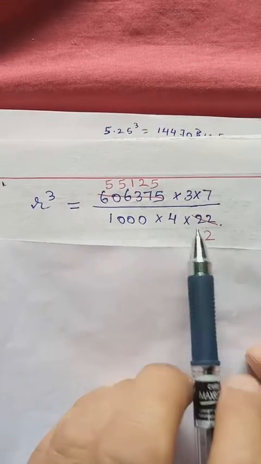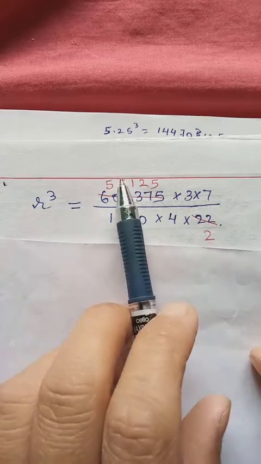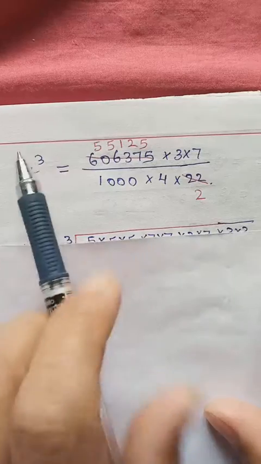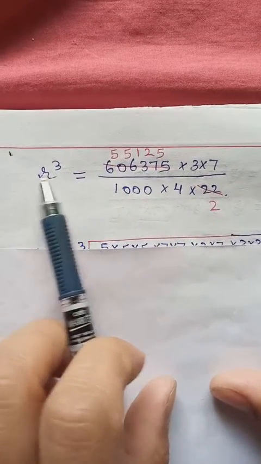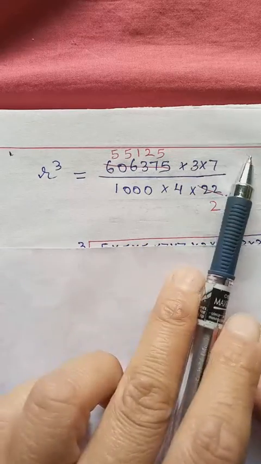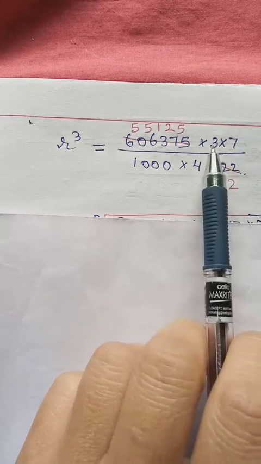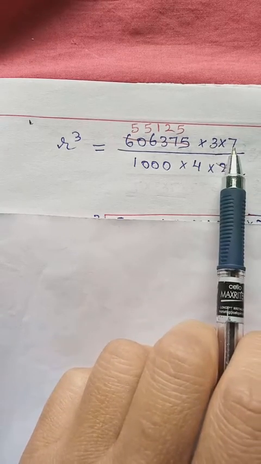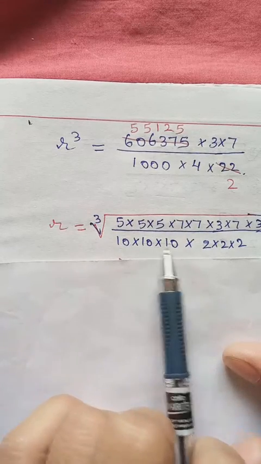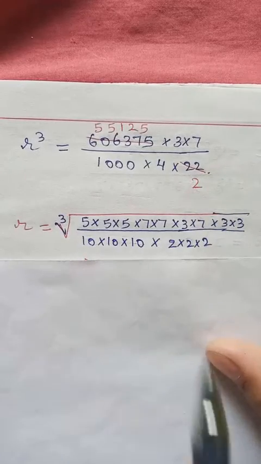So here we can cancel with 11. 11 into 2. 11 you divide this one, you get this one. Then because here you see we want r cube, that means we want only r. To remove this 3, you can put cube root this side. So you split 5, 5, 1, 2, 5. 3 cannot split anymore, write it like that. 7, write like that. 1000 we can write 10 into 10 into 10. 4 we can write 2 into 2. Okay, then here we have another 2.